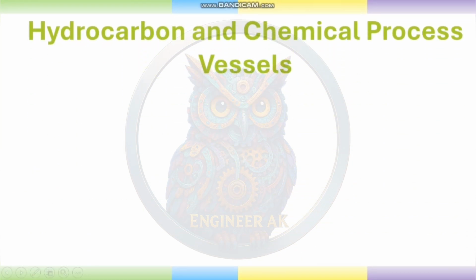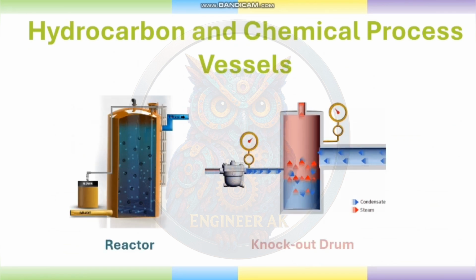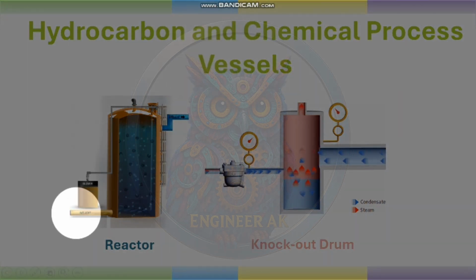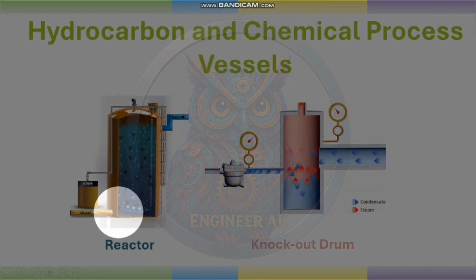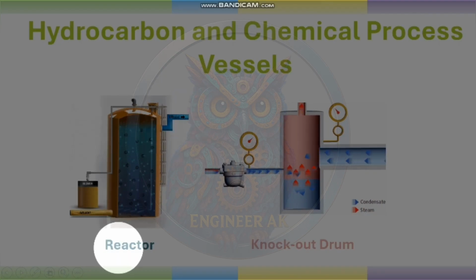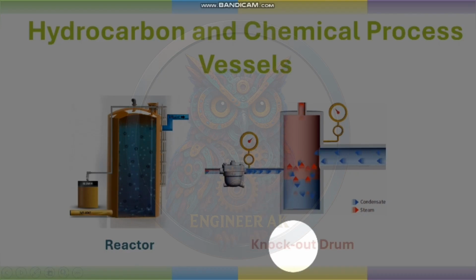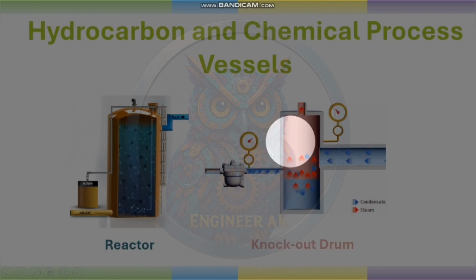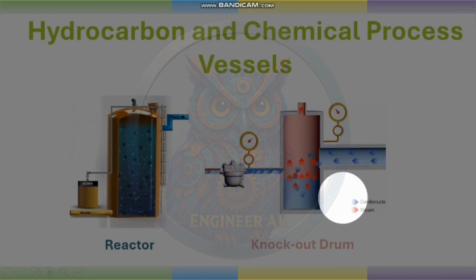Now moving further, so hydrocarbon and chemical process vessel, I have just mentioned here a few examples to give you a short or basic overview. So this is basically a reactor, where the service is coming in from here and it is moving out from here. So that's a kind of pressure vessel, right? It's a reactor. And here I have given an animation of a knockout drum, where the condensate, or we can say the liquid, is separated from the steam, right?